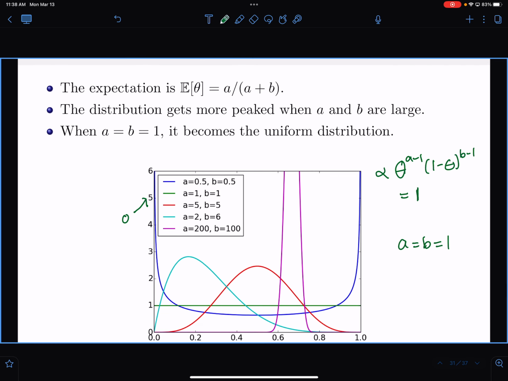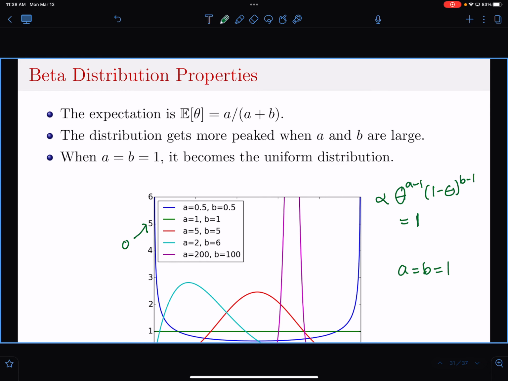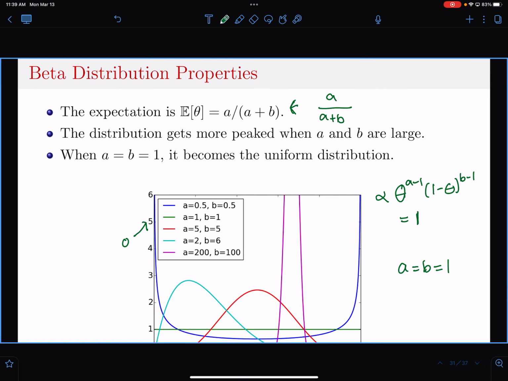So that's our prior. And the other property that we'll use throughout the rest of this lecture is that the expected value of theta is equal to A over A plus B. So the expectation is really nice. It's just the sum of the two parameters in the denominator and A in the numerator. That's one of the reasons why we have this A minus 1 and B minus 1 when defining the distribution itself, so that the expectation turns out pretty nicely.